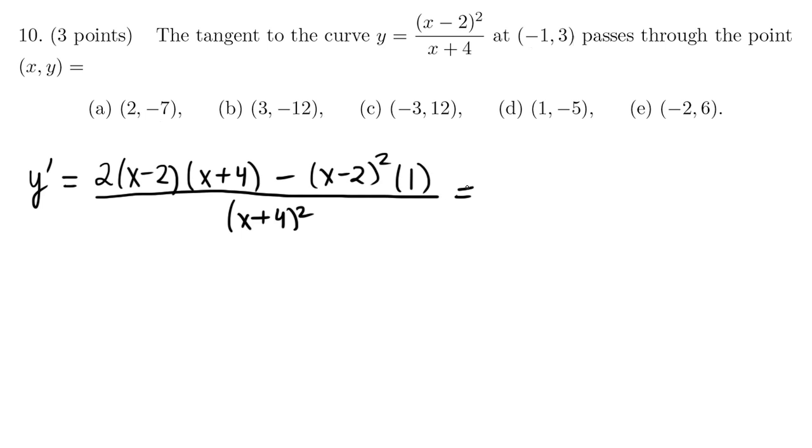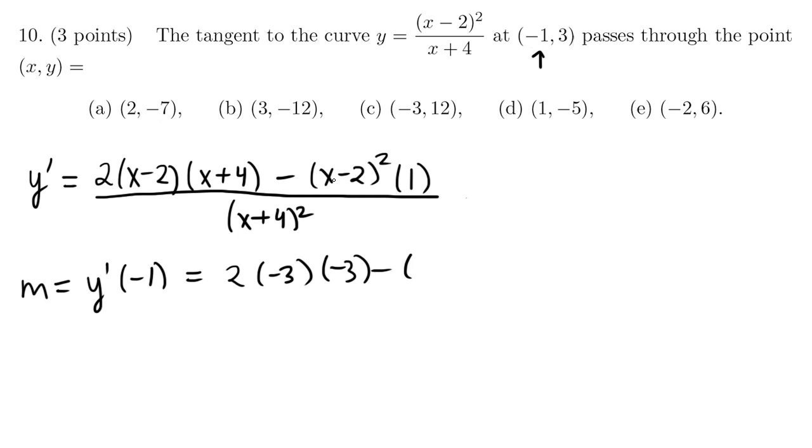Okay, we could simplify it, but since we just want to put the value x equals minus 1 in there to find the slope, let's not bother simplifying it. Let's just put the number in right away and see what we get. So negative 1 minus 2 is negative 3. Negative 1 plus 4 is negative 3. Negative 1 minus 2 is negative 3, times 1, that doesn't do anything, so I don't need to write that. Negative 1 plus 4 is positive 3 squared.